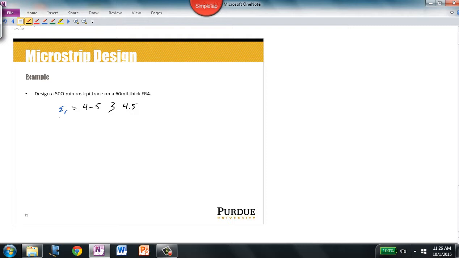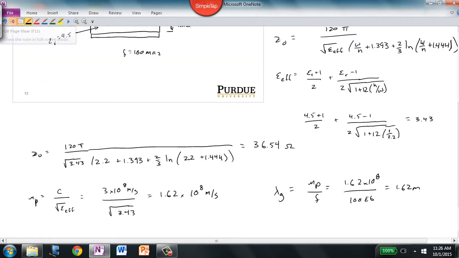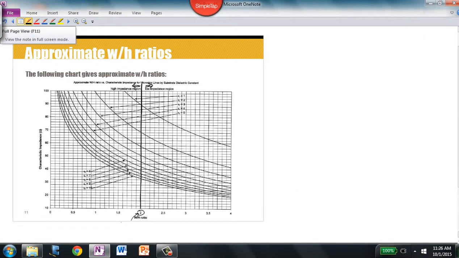Step two is to determine whether we're in the low impedance or the high impedance design regime using the microstrip design chart. So we're going to go to that microstrip design chart that I showed you. Remember, the first thing you do is you find your characteristic impedance on the vertical axis here. So we're wanting to design 50 ohms. So just draw your line straight across here.